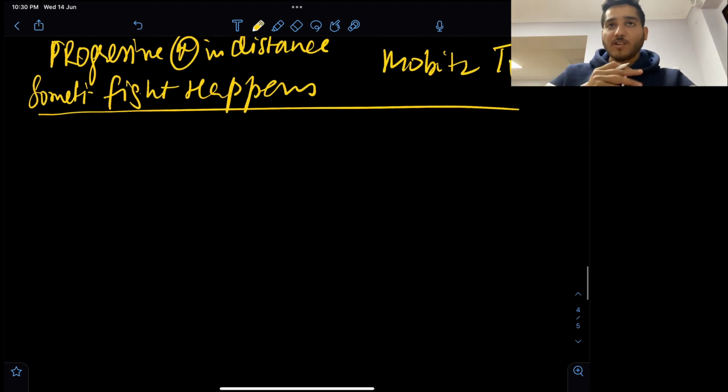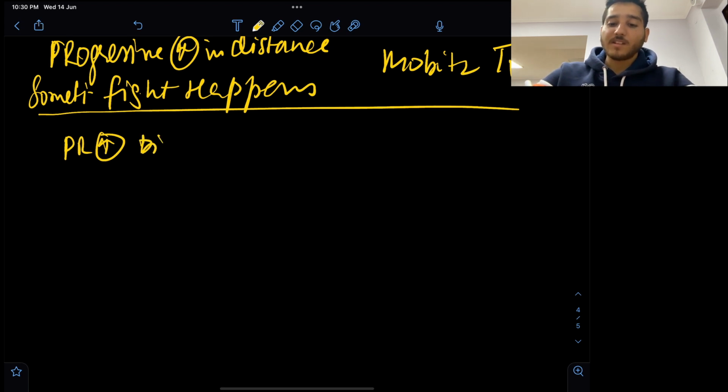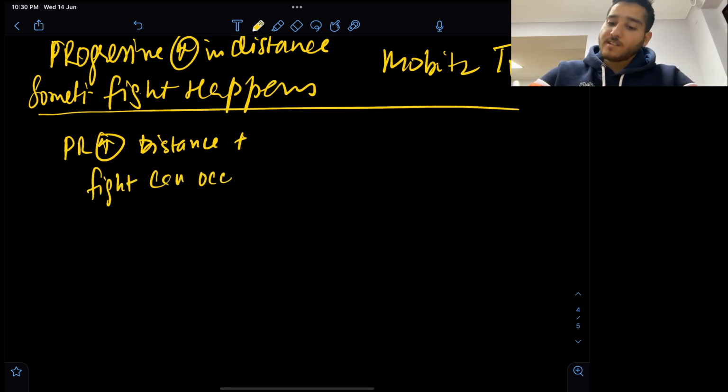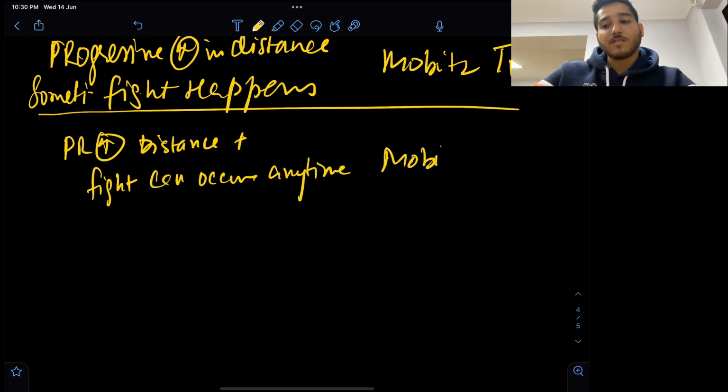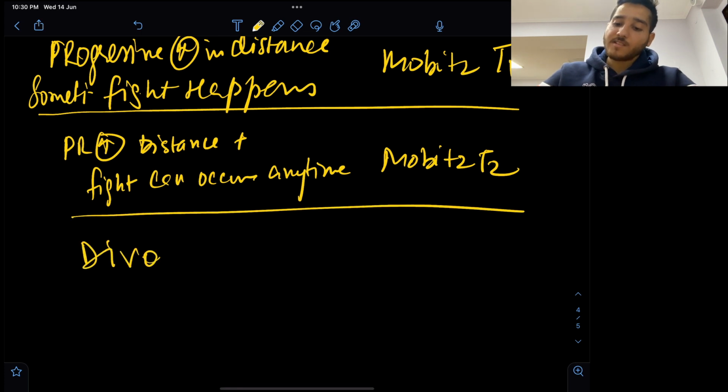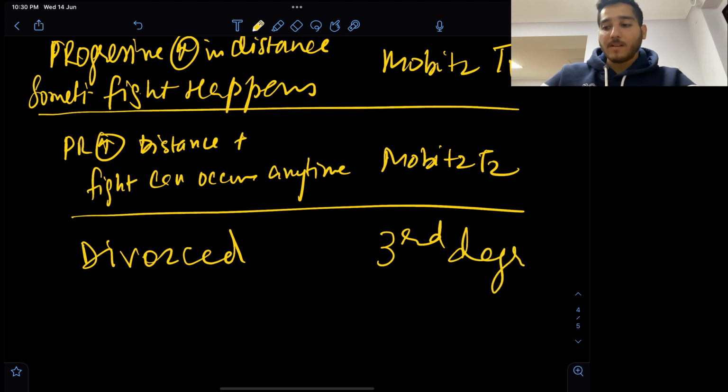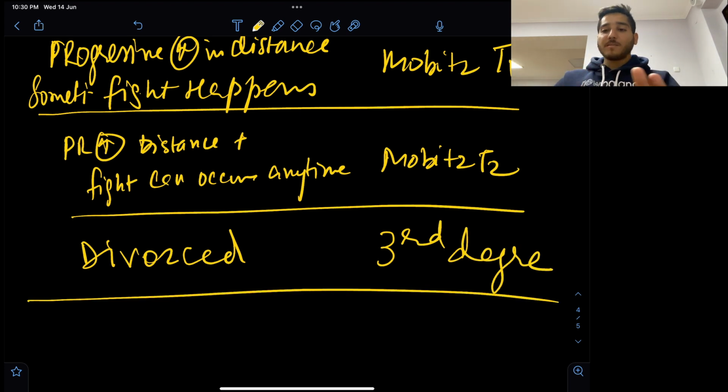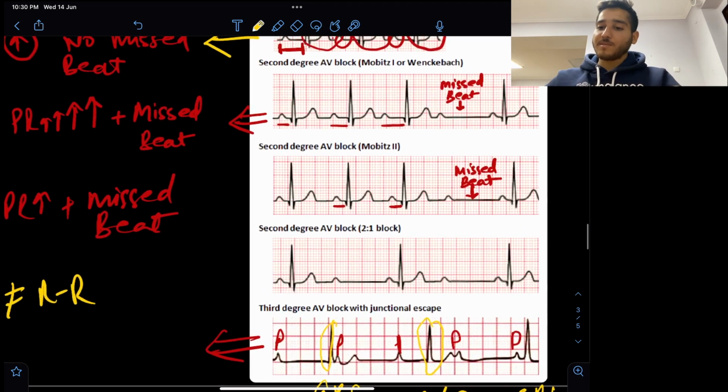Now they are not talking with each other, so increased PR means increased distance between them, and a fight can happen anytime. This is Mobitz type 2, and now they are divorced. This is third degree. This is just a way to remember, and the ECG I have shown here.